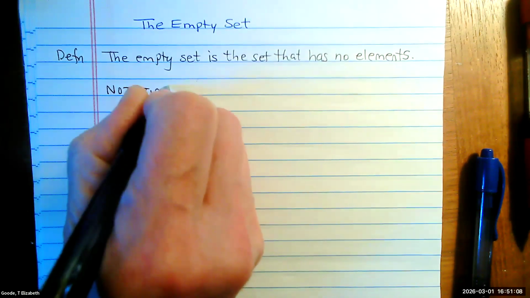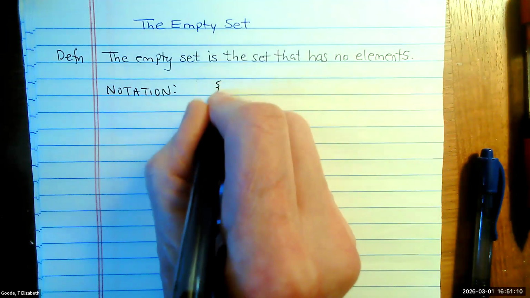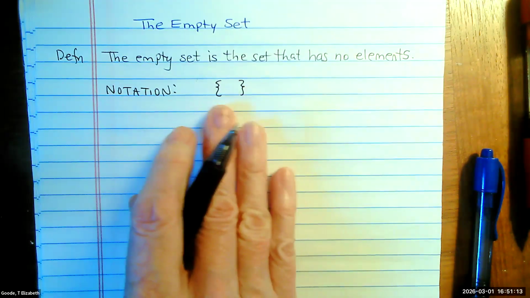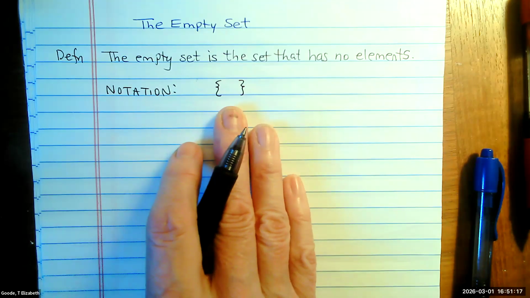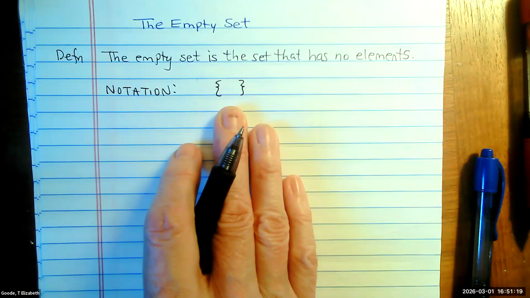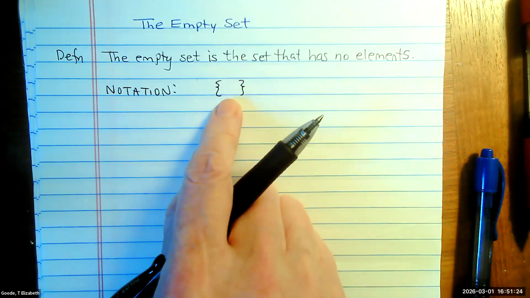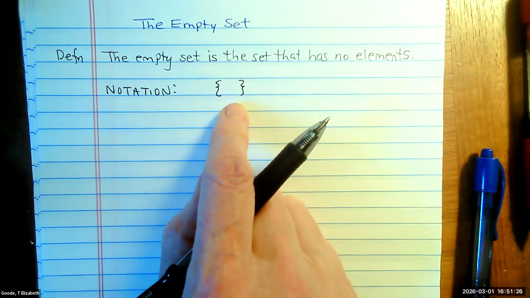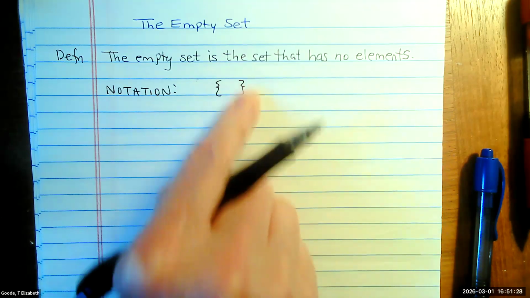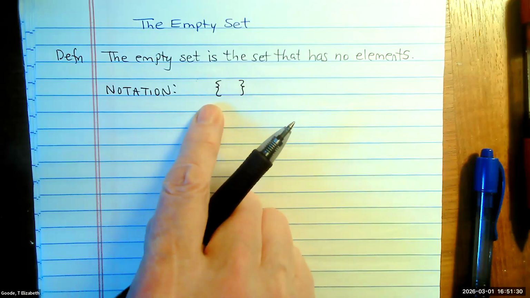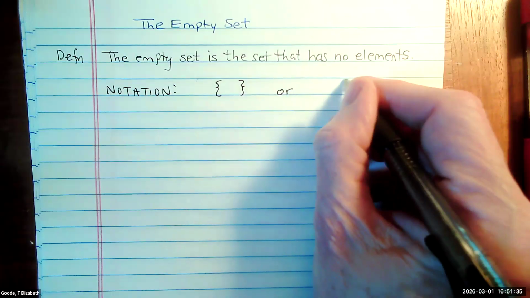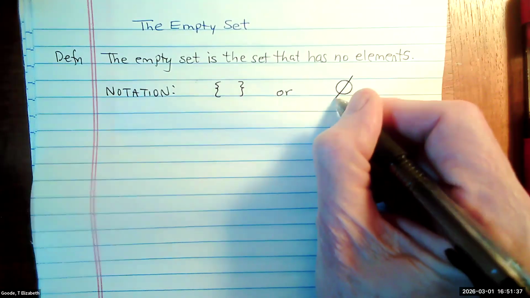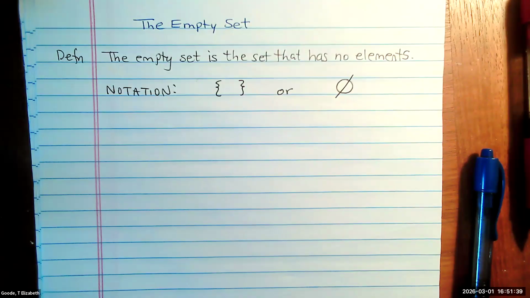There's notation. You can use set brackets with nothing inside. That's like the empty bag with no elements rattling around in the bag. Okay, but the bag is there. The empty set is not nothing. It's the set that has no elements. Or if you prefer, you can use this symbol, but you don't want to use both.